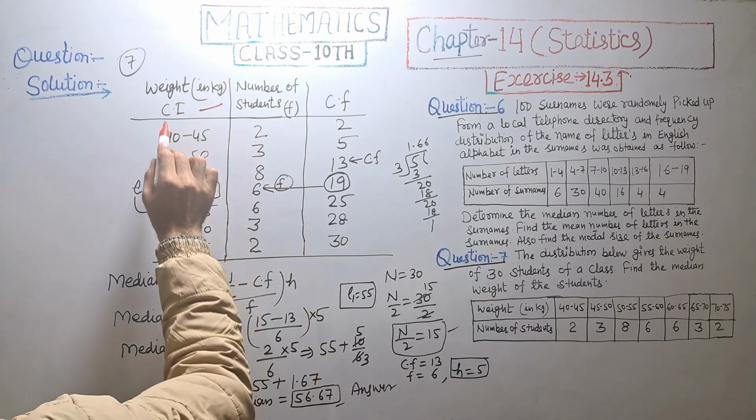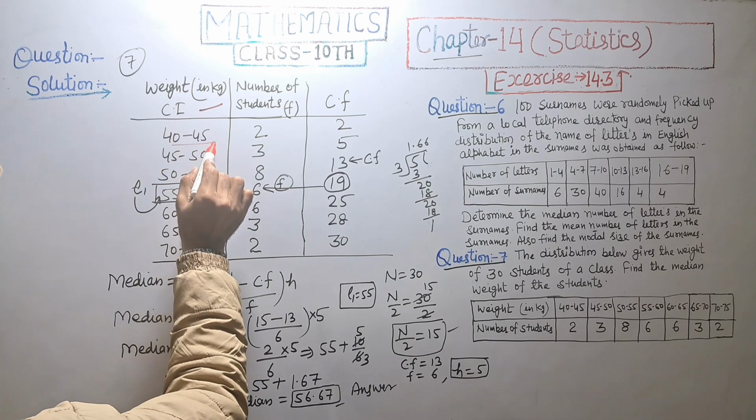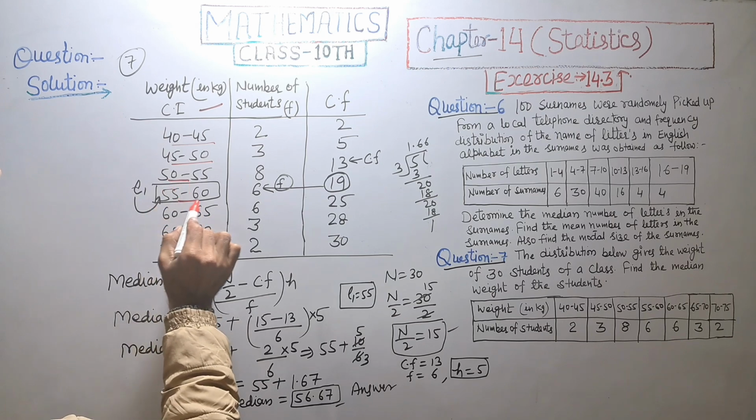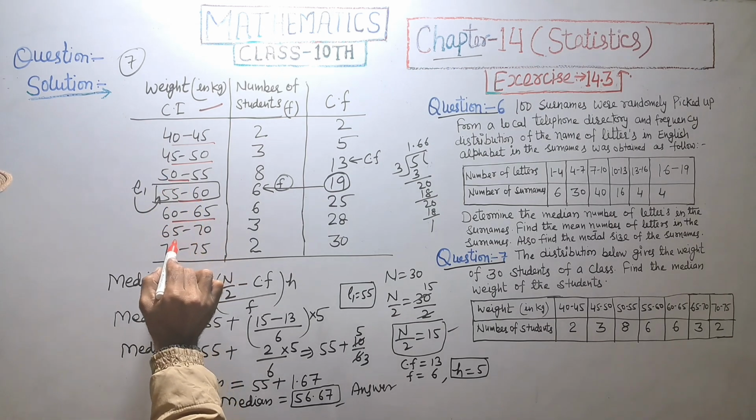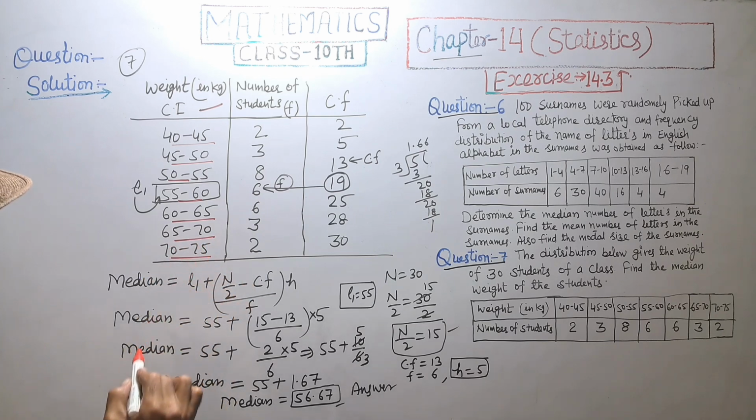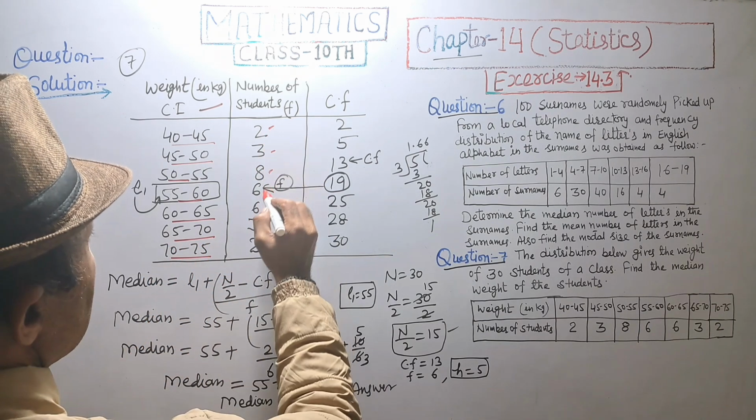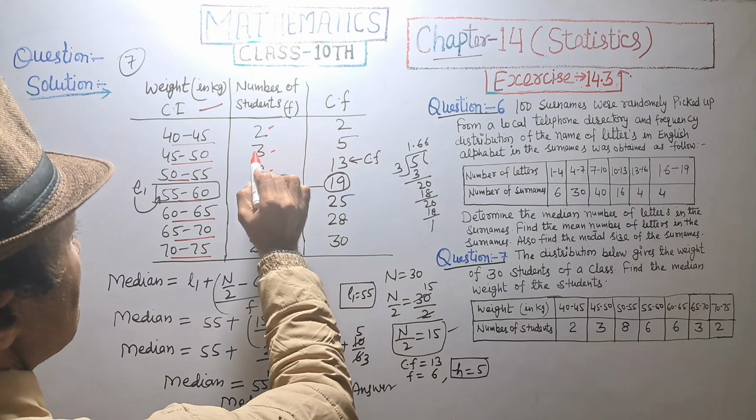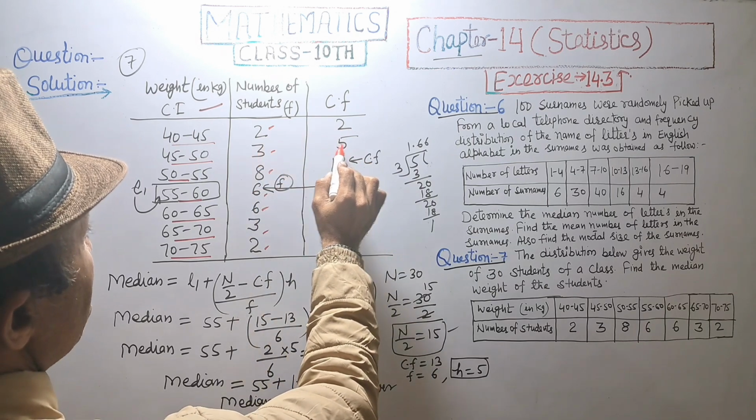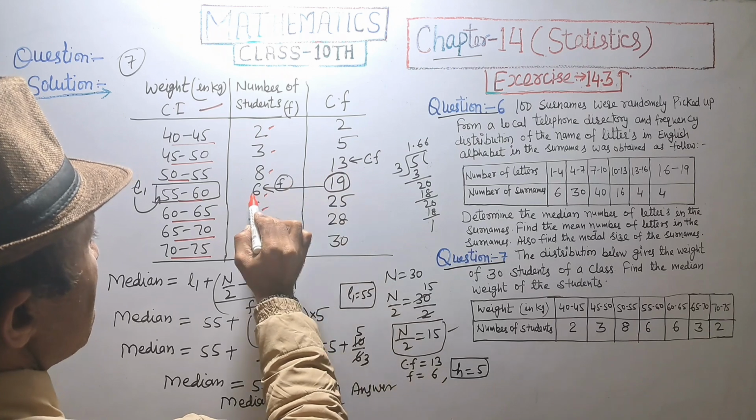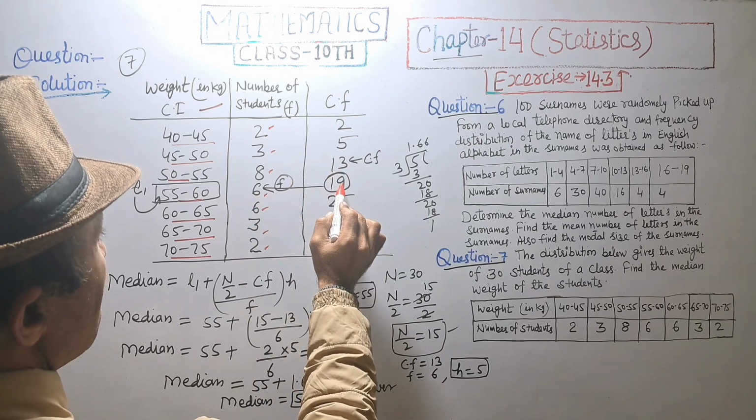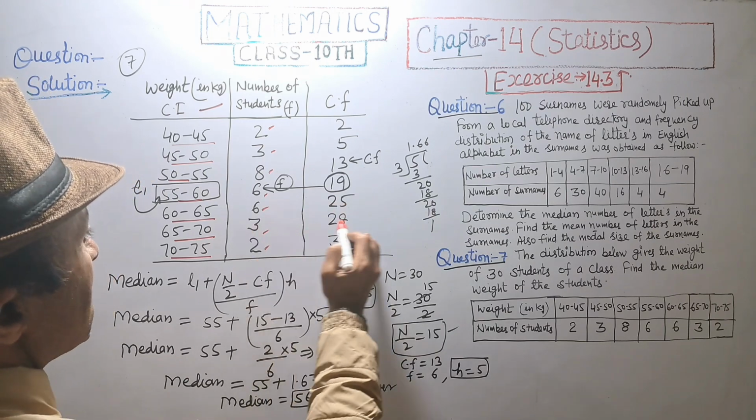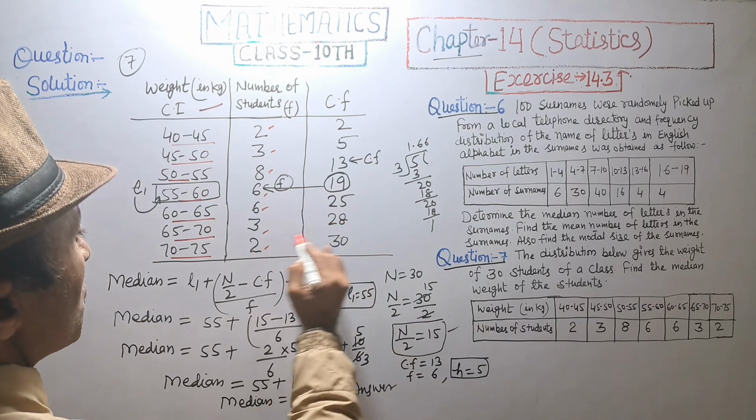Weight in kilogram, class intervals are 40 to 45, 45 to 50, 50 to 55, 55 to 60, 60 to 65, 65 to 70, and 70 to 75. Cumulative frequency: 2 as it is, 2 plus 3 is equal to 5, 5 plus 8 is equal to 13, 13 plus 6 is equal to 19, 19 plus 6 is equal to 25, and 25 plus 3 is equal to 28, 28 plus 2, that is 30.